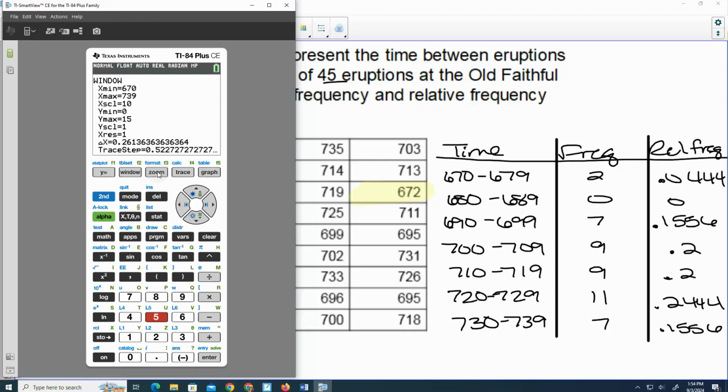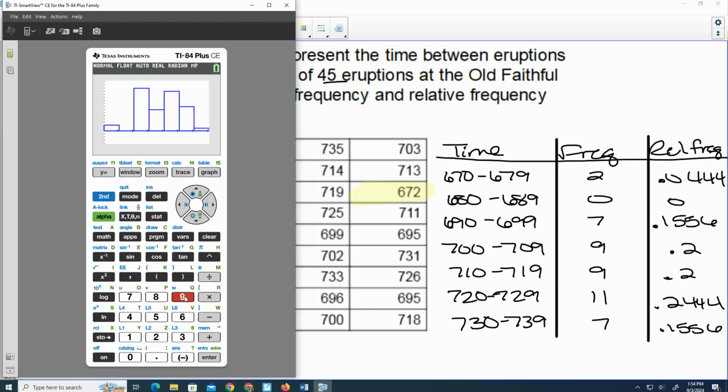And then if we go Zoom, number 9, that will zoom to where our data is. So Zoom, and number 9 says ZoomStat. So we're going to go, whoops. This is so cool. And it gives us our histogram. The highest bar went to 7. And the scale is like your plus one, so that was like 10. Our y's were 0.